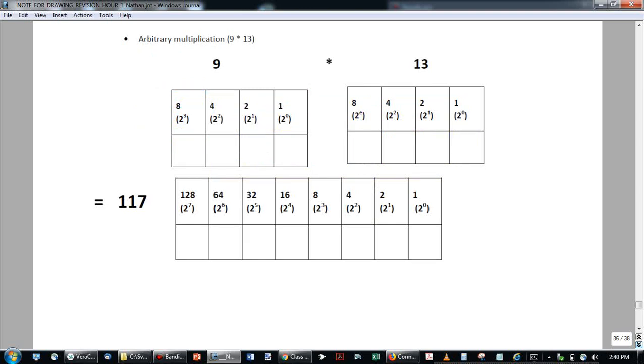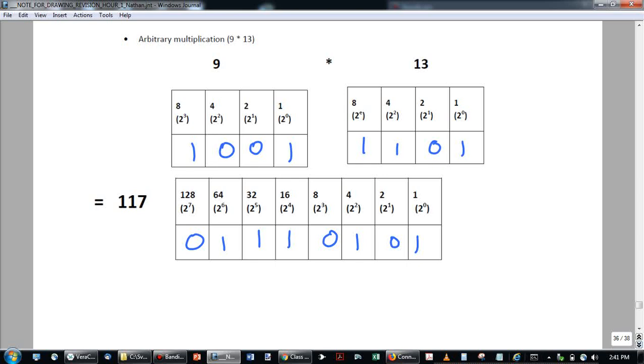We moved on to arbitrary multiplication, and so let's do this again in decimal first. So 9 times 13 is 117. So 117 is, okay, 64 plus 32 plus 16 plus 4 plus 1. So what have I done at the moment? Have I actually done binary multiplication? Not yet. I've just done the decimal version of it. That's great. I now have something to review or look at when I actually do the binary multiplication.